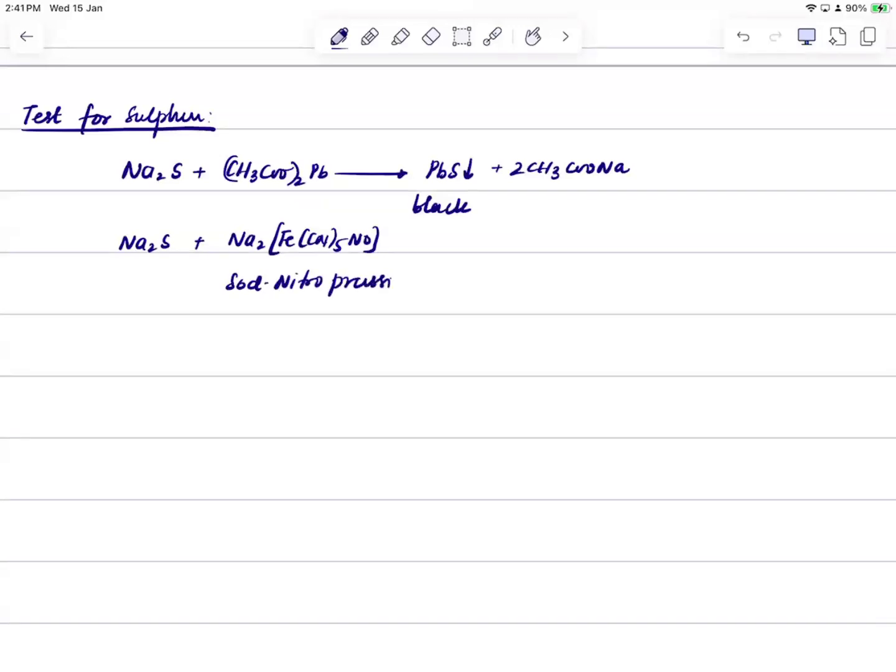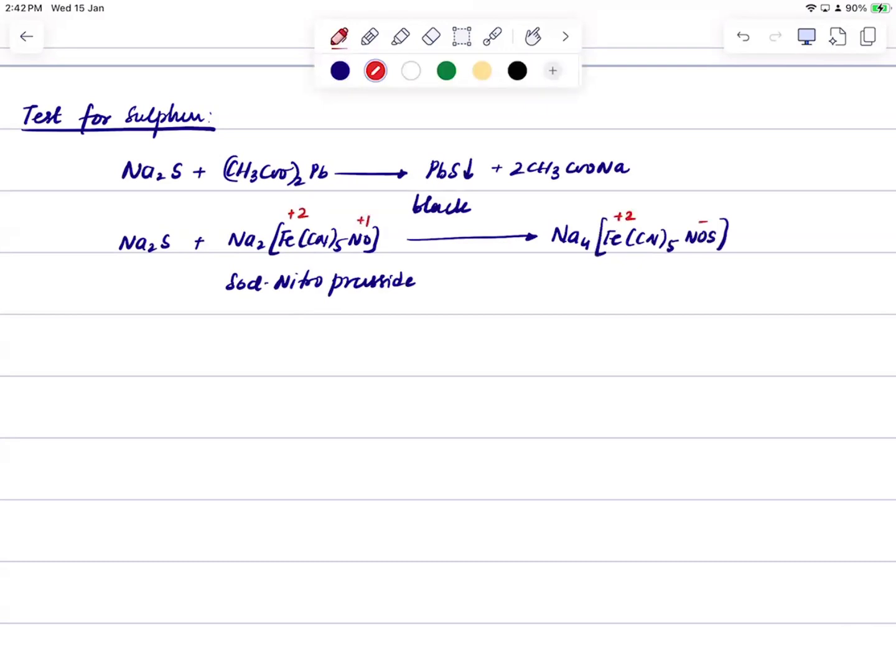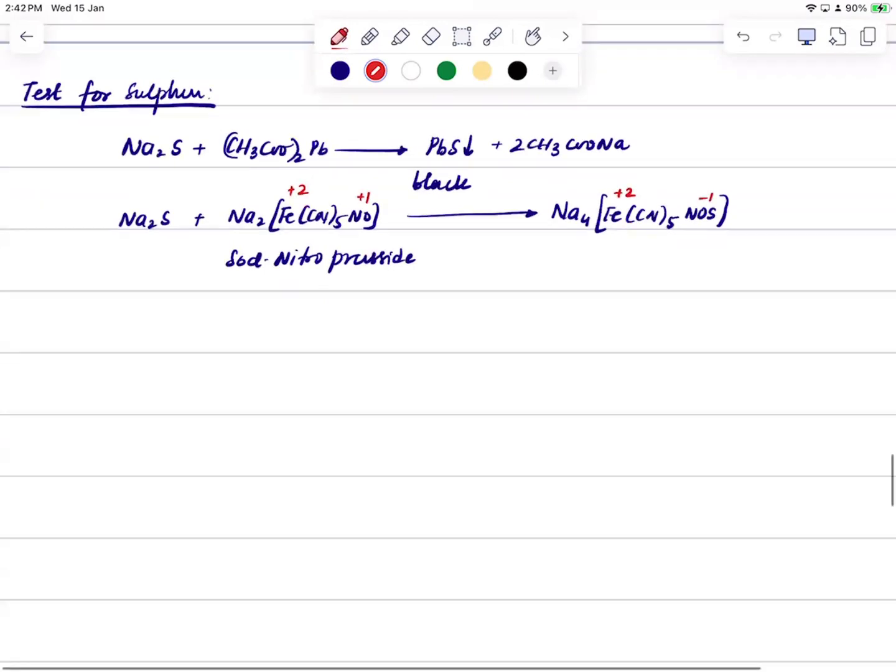Sodium nitroprusside. Clear? So this sodium nitroprusside, after reacting, will become Na4[Fe(CN)5NOS]. Now remember, the oxidation state of iron is +2 here and also +2. NO here is in +1 oxidation state, NO is here in -1 oxidation state. So just keep that in mind. And the color here is violet.